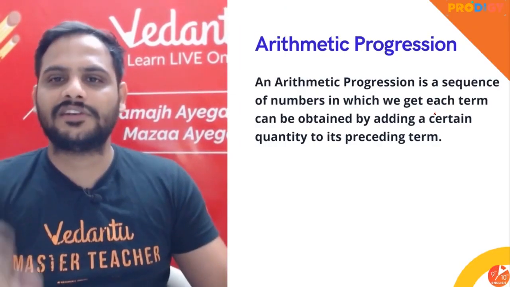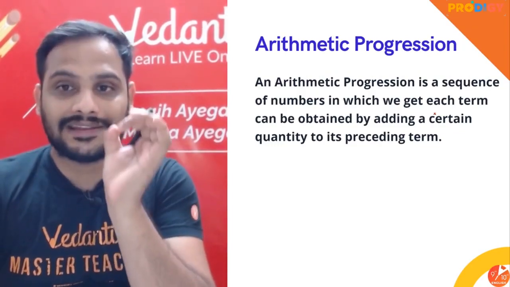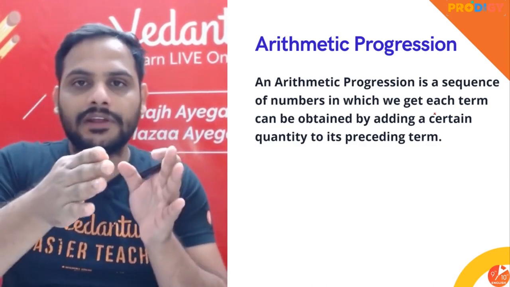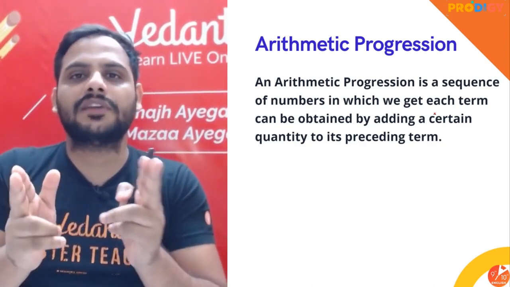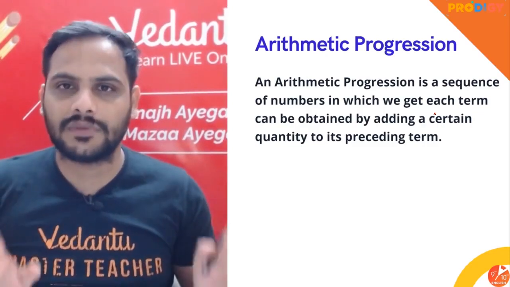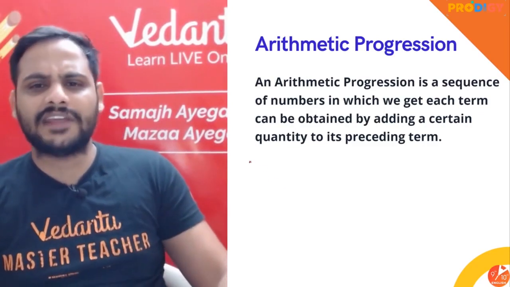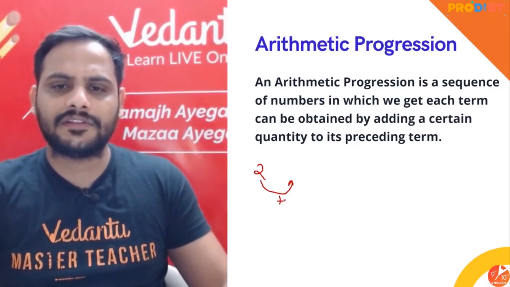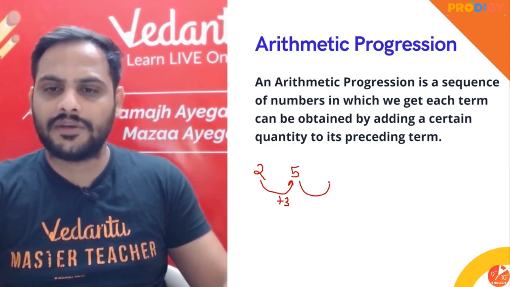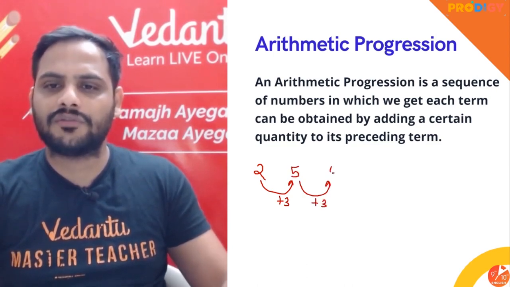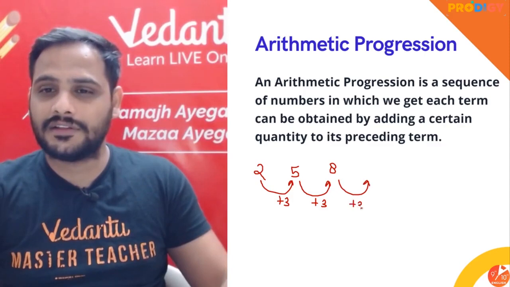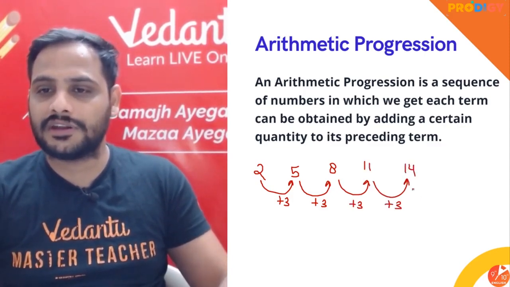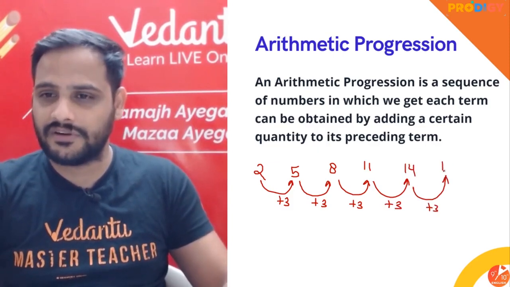Okay children? So let us start with our arithmetic progression. Now what is an arithmetic progression? An arithmetic progression is a sequence in which the difference between two consecutive numbers is always the same. For example, I start with any one number, 2. Now you can add anything to it. Let's say I add 3. I have got 5. Now in 5 again add 3. You have got 8. In 8 again add 3. You have got 11. In 11 again add 3. You have got 14. In 14 again add 3. You have got 17, and so on.